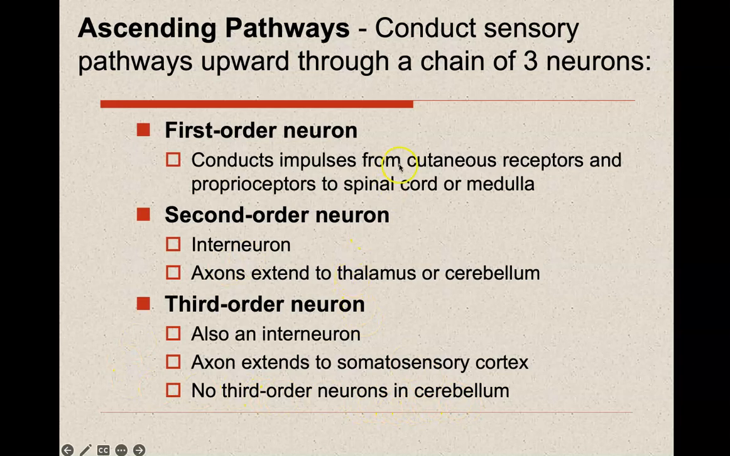Okay. So there is no third order neuron in the cerebellum. That's why these first order neurons will take the information up to the spinal cord or medulla, and then they'll synapse with the second order neuron that'll take it all the way to the cerebellum. Okay. But if stuff is going to the somatosensory cortex, then you usually have a third order neuron. Okay. So that's your first order, second order, and third order neuron.